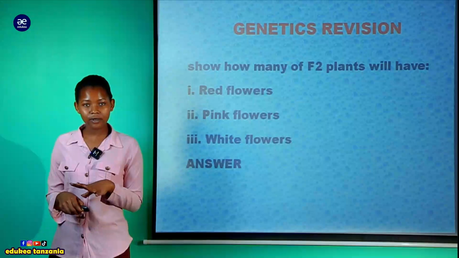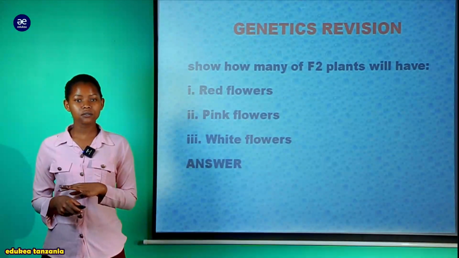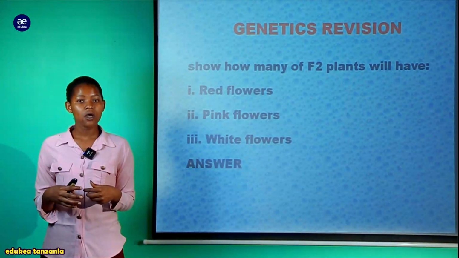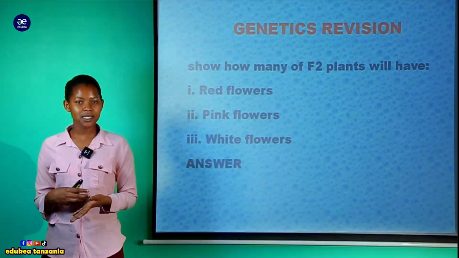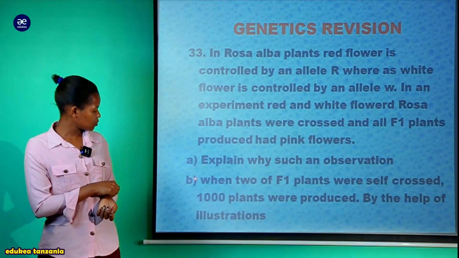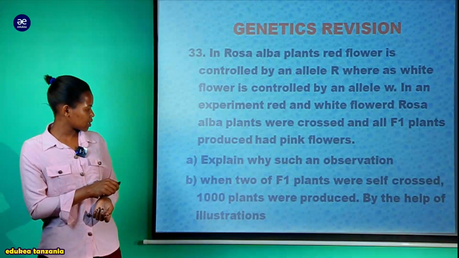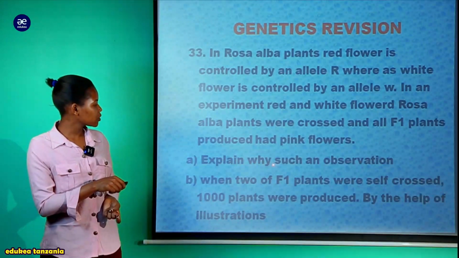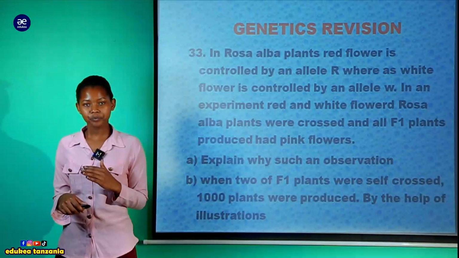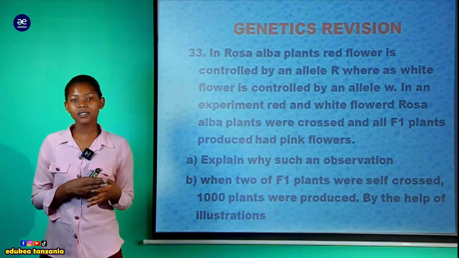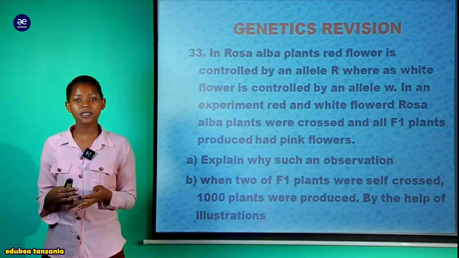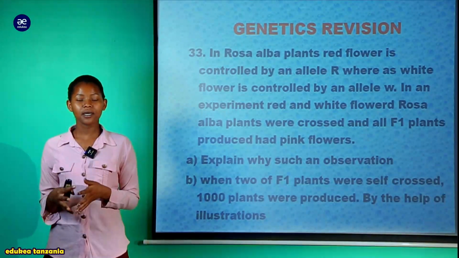Today we are required to give out the numbers, and I'll take you through the solving so that you will understand how to obtain the numbers of offsprings which will display certain traits. Now we will start with part A and then we'll finalize with part B of our question. First of all, we have to explain why such an observation, meaning that we are required to explain why the crossing between the red and white flower gives rise to the F1 generation possessing the character of pinky color.